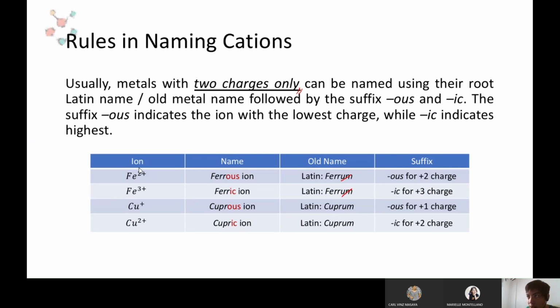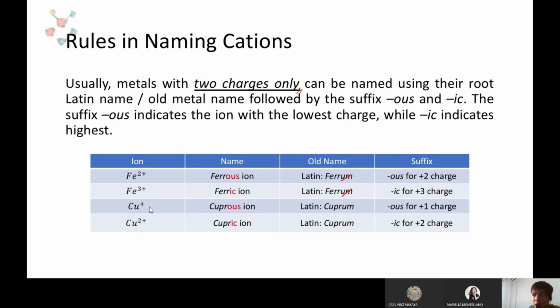So, look again at these two. Which one is lower, the 2 or the 3? Of course, the 2. So, I will use the -ous for the positive 2 and the -ic for the positive 3. Hence, the name for Fe2+ is ferrous and for Fe3+ it is ferric. -ous, because its charge is only 2. -ic, because it is the highest of the two, right? So that's how the naming works.